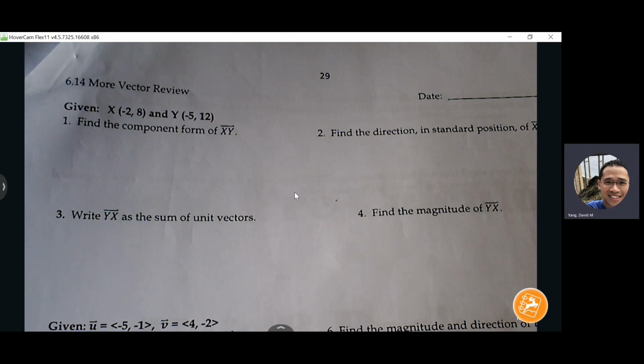Okay, guys, go ahead and start number 1. Okay, so ordered pairs to component form.